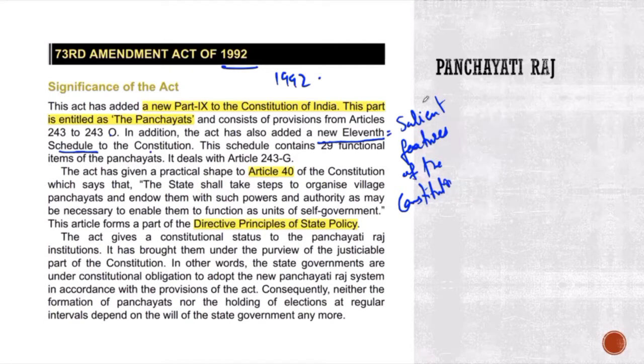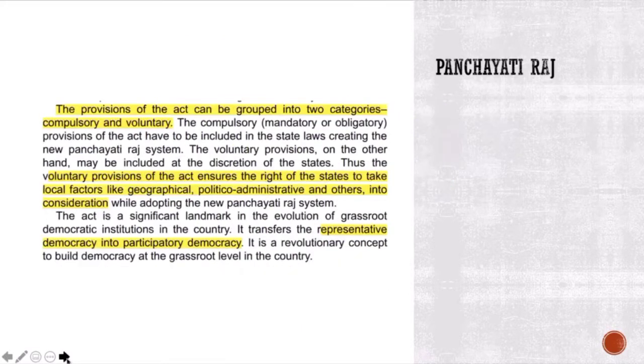Now, this particular act has given a constitutional status to the Panchayati Raj institutions. It has brought them under the purview of the justiciable part of the Constitution. In other words, the state governments are now under a constitutional obligation to adopt the new Panchayati Raj system in accordance with the provisions given in this Constitutional Amendment Act. It's an important chapter, by the way.